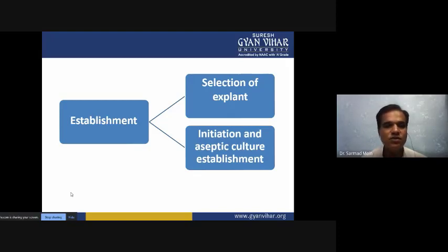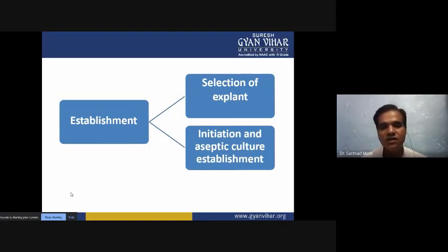So when we are washing with the mercuric chloride, just 1 to 2 minutes is enough, and after that we have to discard the mercuric chloride, and then we have to wash the explant 5 to 6 times with sterile distilled water. After washing the explant with the sterile distilled water, the explant is ready for initiation of the culture. This process, up to this point, is called the establishment.